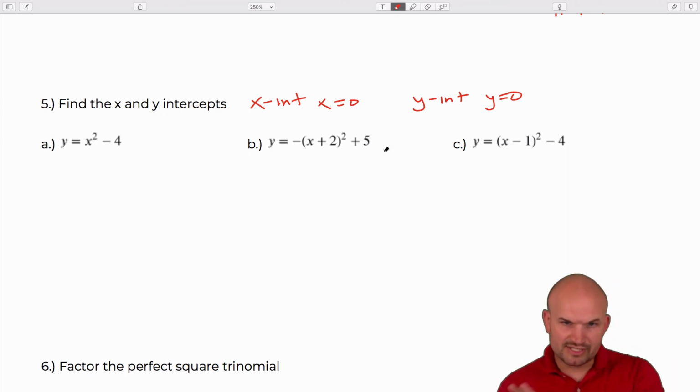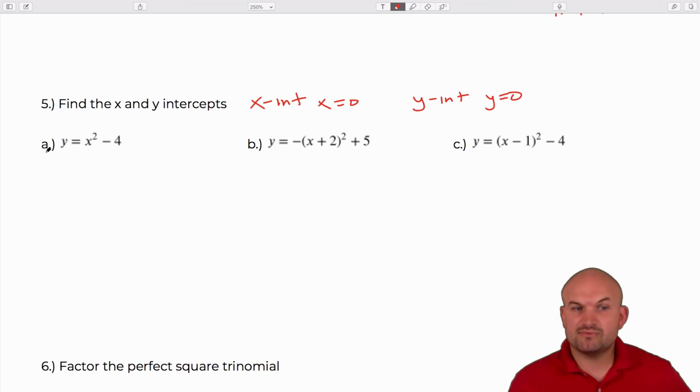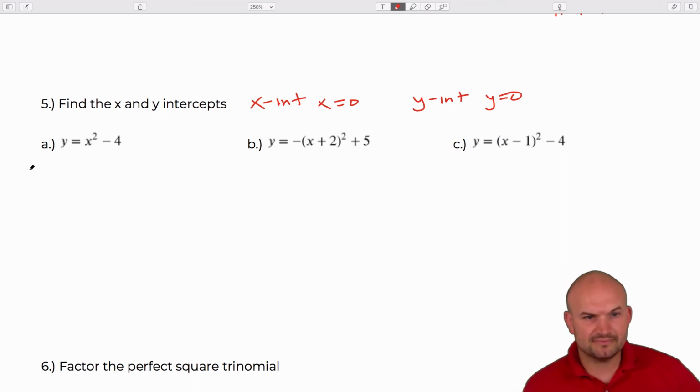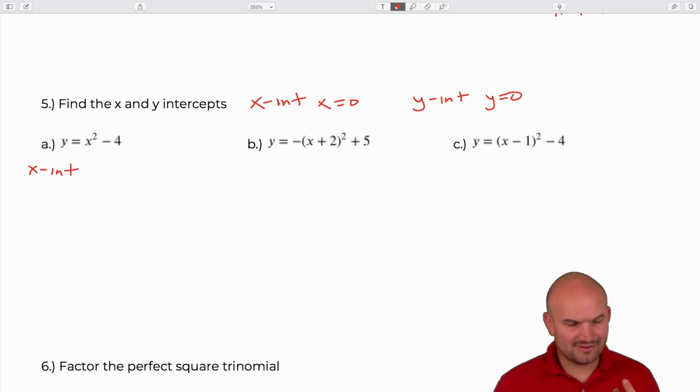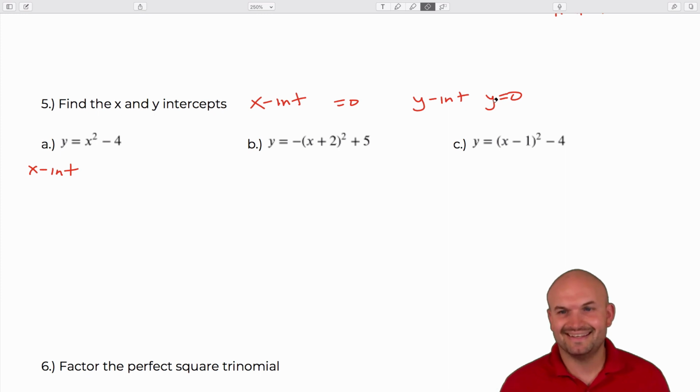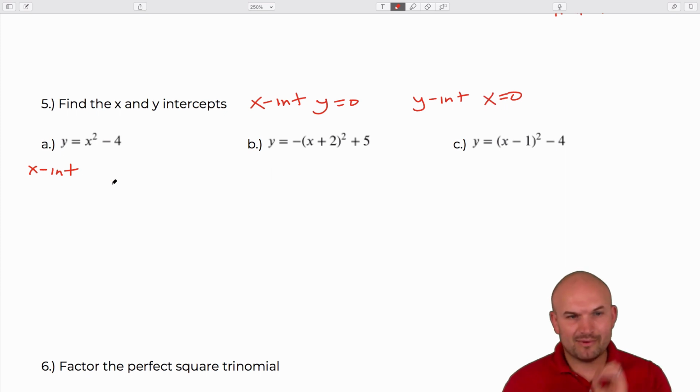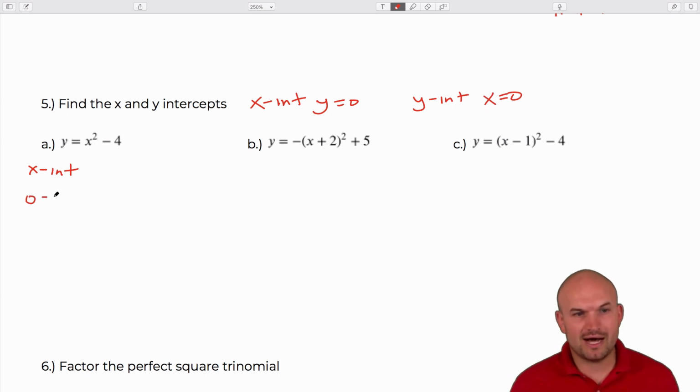You can notice here we're using vertex form. This one's not, but if I want to find the x-intercept, I'm sorry, what am I doing? The x-intercept is when y is equal to 0. The y-intercept is when x is equal to 0. So if I want to find the x-intercept, I'm going to just replace y with 0.